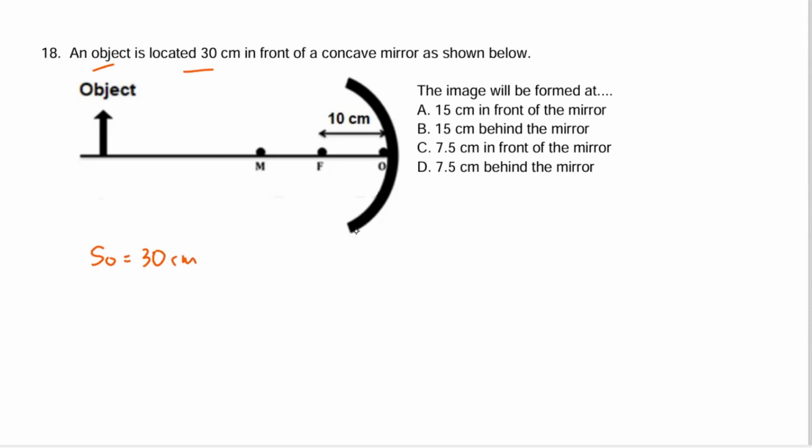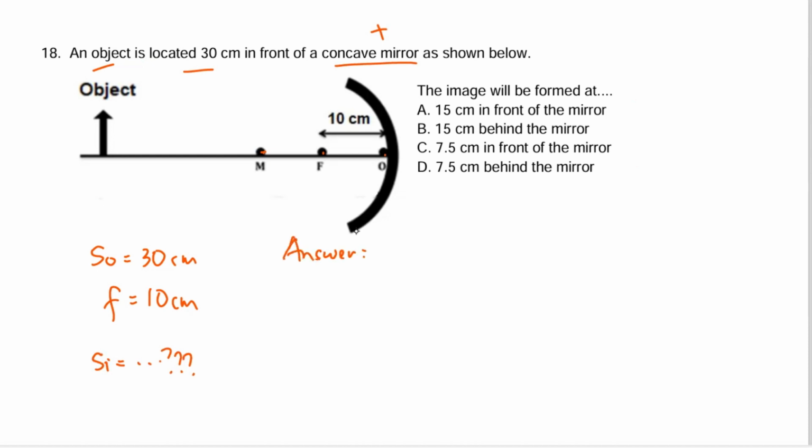From the picture, we can see that F is here, 10 centimeters. So F equals 10 centimeters. This is actually half of the radius of the concave mirror. And you know that a concave mirror is a positive mirror, right? So F is going to be positive. The question is asking where SI will be. So this is the question and how we answer it.